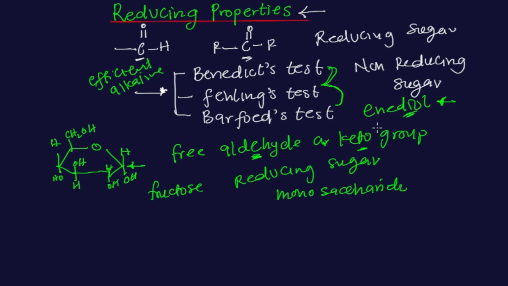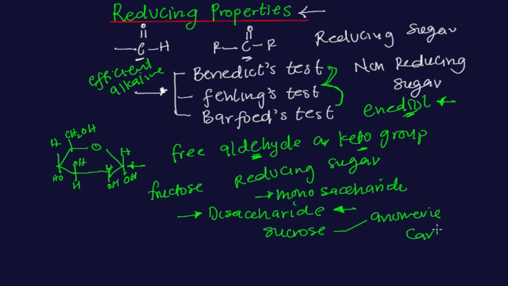So one thing about reducing sugars is that they have a free anomeric carbon, that is, a free aldehyde or ketone group. Any sugar that has a free anomeric carbon atom is referred to as a reducing sugar, and all monosaccharides are reducing sugars. What about disaccharides? Disaccharides are also reducing and have reductive properties, but there is one sugar that is very different, which is sucrose. Sucrose does not have a free anomeric carbon atom.